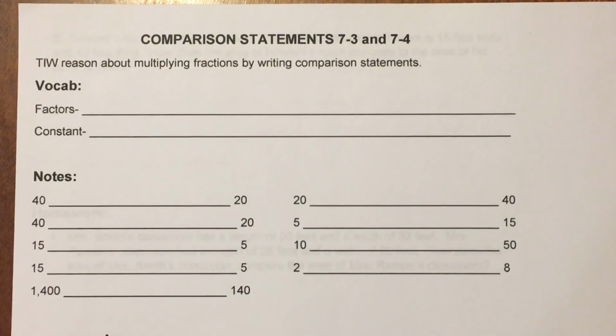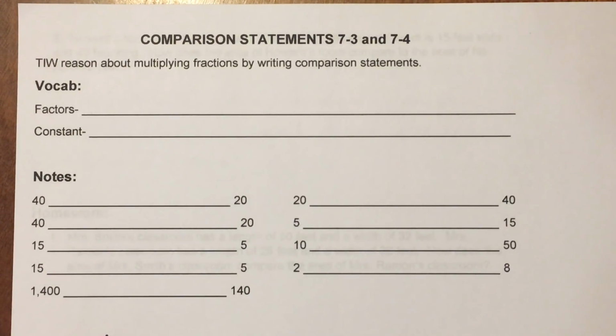Tonight's lesson is called Comparison Statements. And our goal today is that we're going to reason, which just means make sense, about multiplying fractions by writing comparison statements. So even though this unit is on multiplying fractions, there's a lot of other lessons that they throw in here. This one can be a little bit tricky, but if you follow the steps, it'll really simplify it for you. Okay, we do have two vocab words.